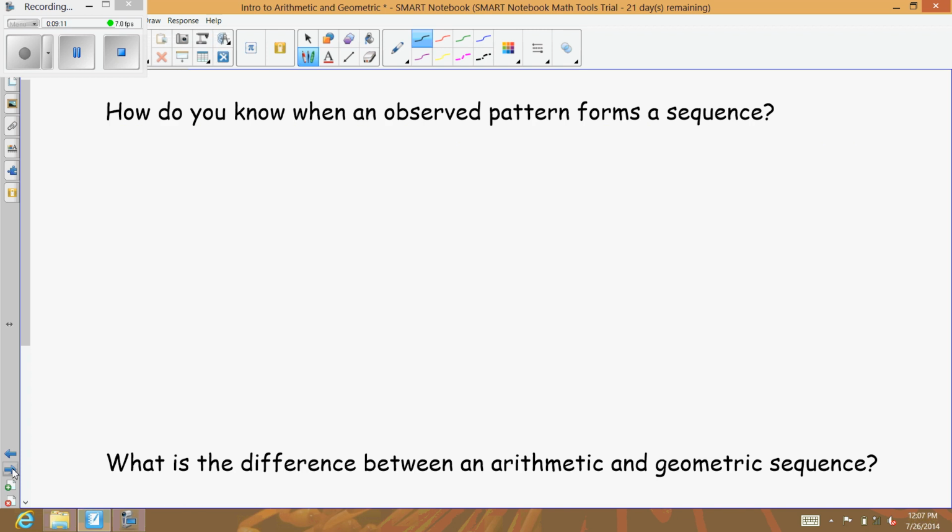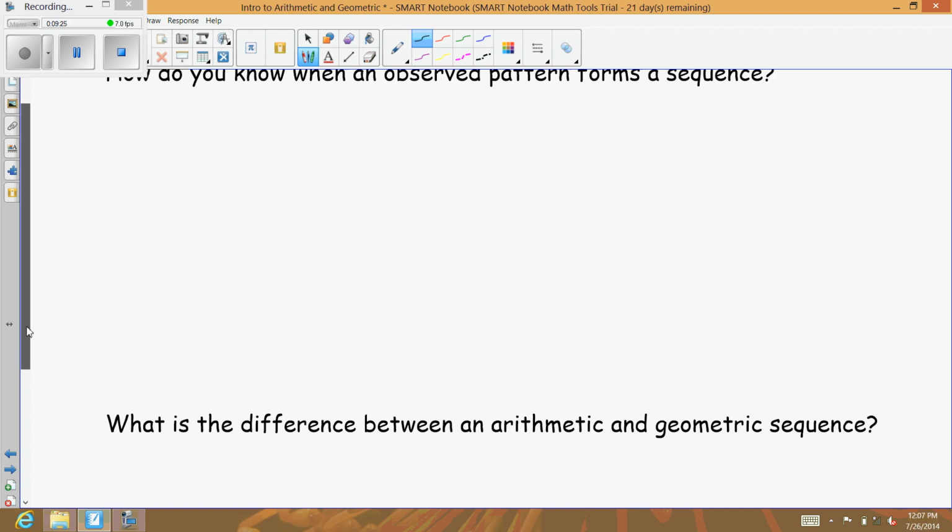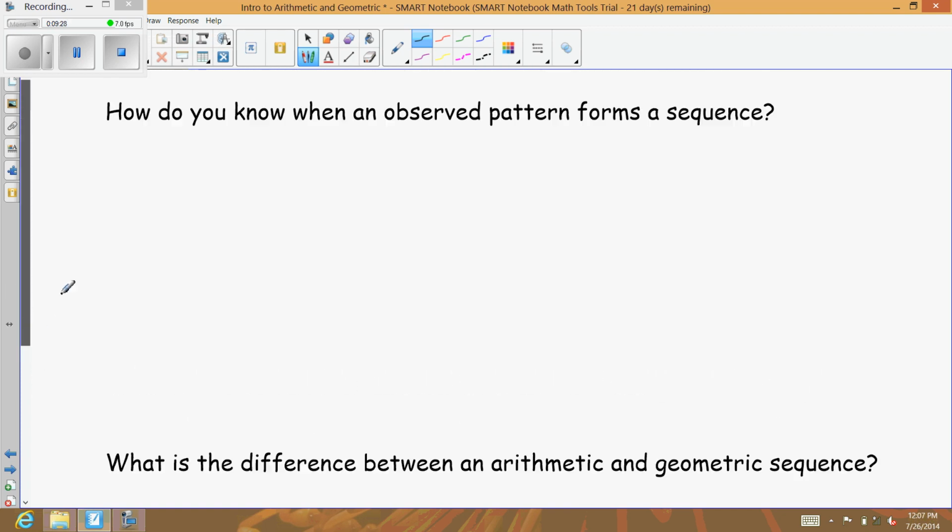All right, so what we want to talk about when we come to class is how do you know when an observed pattern forms a sequence? So this is your homework. Come think about it. Be ready to discuss this when we go into class. And what is the difference between arithmetic and geometric sequences? How do you know which one's which? Okay, that is your discussion when you come to class tomorrow.